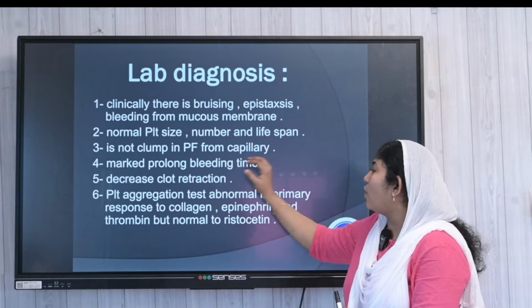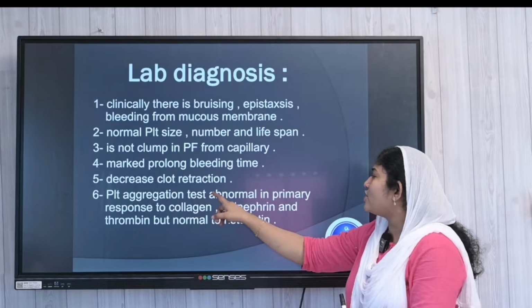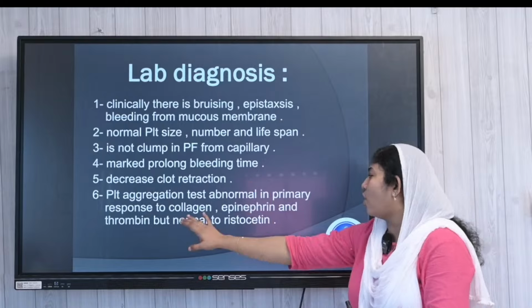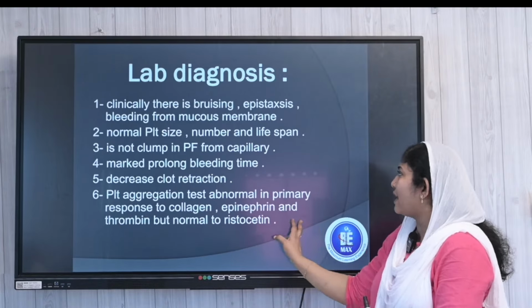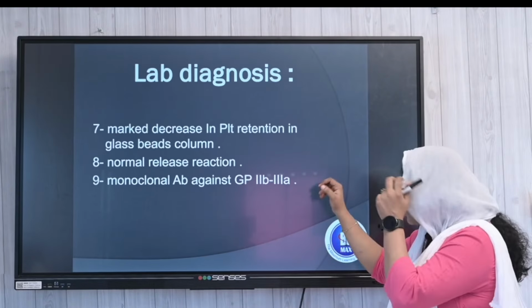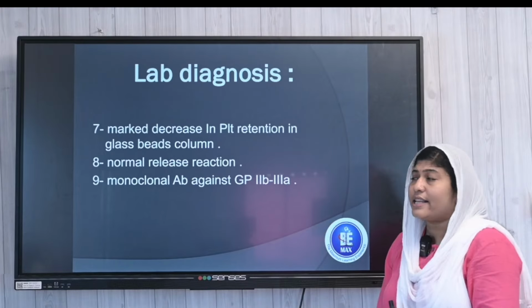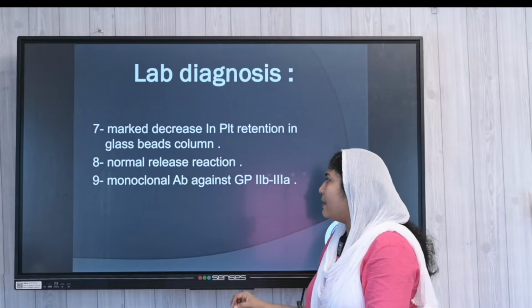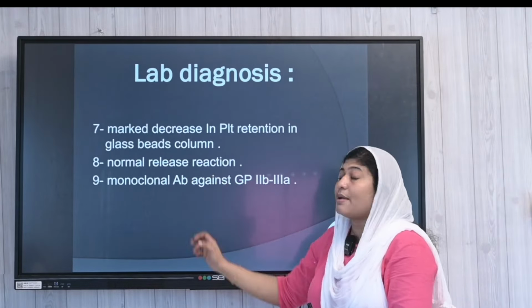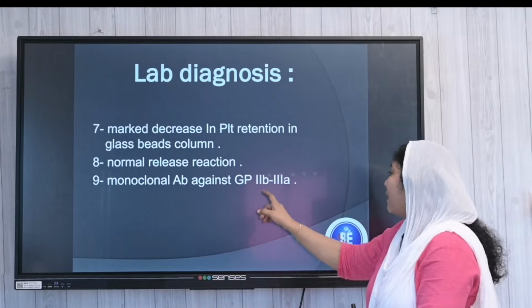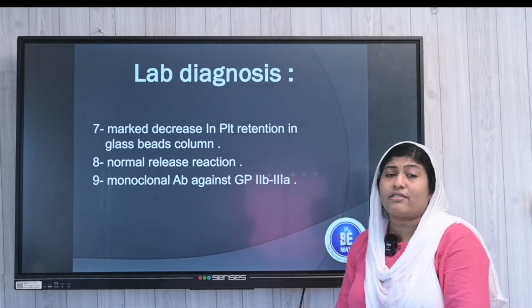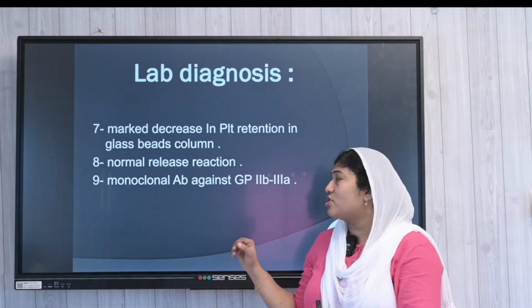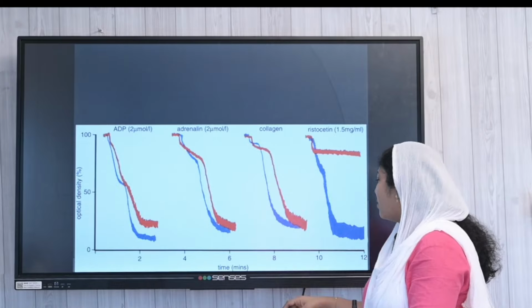Clot retraction is decreased. The platelet aggregation test is abnormal in primary response to collagen, epinephrine and thrombin, but normal to ristocetin. That is the condition in Glanzmann thrombasthenia. For detecting these conditions, we can use several methods: platelet retention using the glass bead method, the clot retraction method, and some antibody diagnosis methods. In the flow cytometric method, glycoprotein 2B and 3A have CD markers 41 and 61, which can also be used for diagnosis.